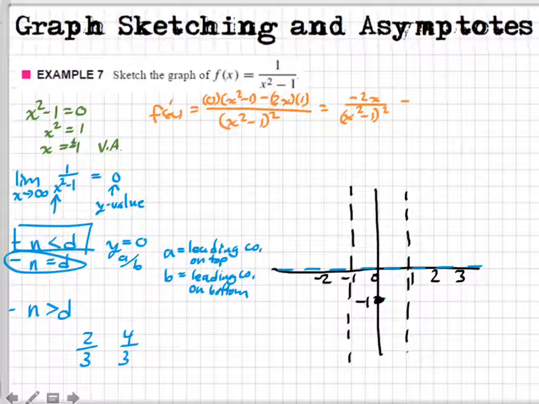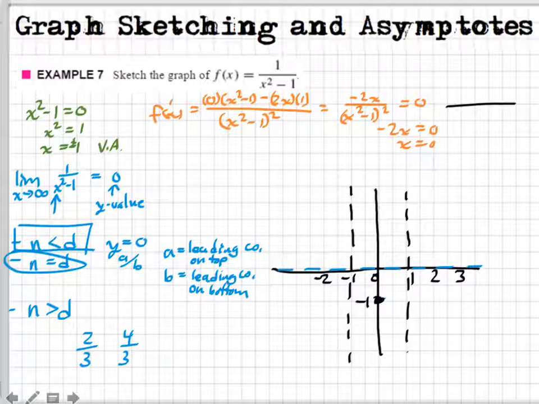Alright, so we got a negative 2x right here, and then the bottom stays the same. And then we have this setting. We have to set the derivative equal to 0. So we set it equal to 0. We end up getting a negative 2x equals 0, and x equals 0. So x equals 0 is going to be one of our critical points.